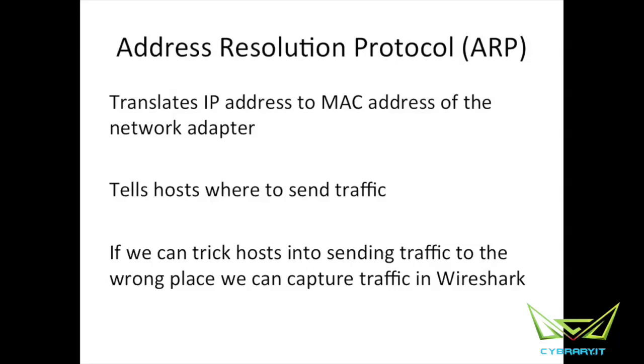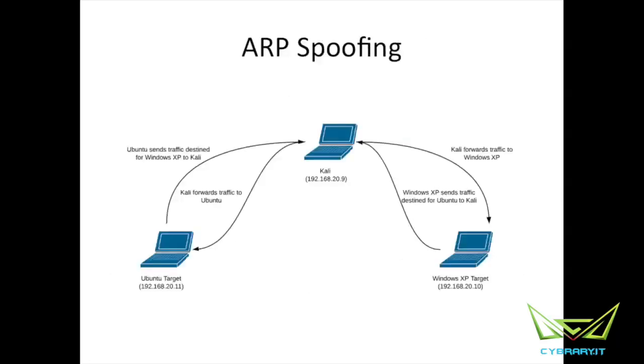So basically we call out to the broadcast and say, who has this IP address? And someone will write back and say, I have that IP address. The only problem is that there's no requirement that machines tell the truth. So it is possible to do something called ARP spoofing.